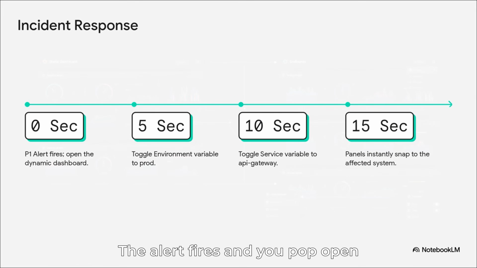0 seconds. The alert fires, and you pop open your single unified dynamic dashboard. By second 5, you've already toggled your custom environment variable from dev to prod. Instantly, the next dropdown updates. At 10 seconds, you toggle the service variable directly to the API gateway. By 15 seconds, every single panel on your screen, CPU, memory, error rates, logs, they all instantly snap to focus entirely on the affected system. There's no frantic searching, no tweaking code, just immediate, rock-solid context.